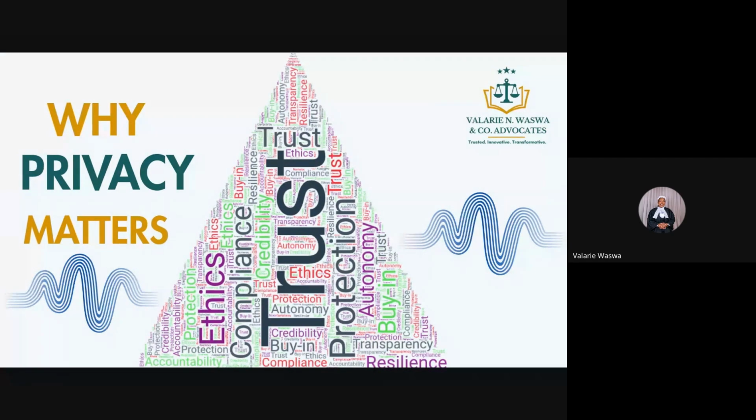Security. When you embed data privacy practices, it strengthens the overall security of said personal data. And so this prevents theft, it prevents breaches, it prevents misuse of sensitive information.